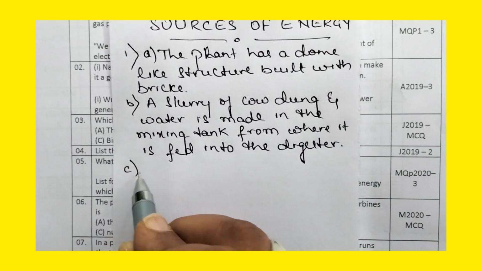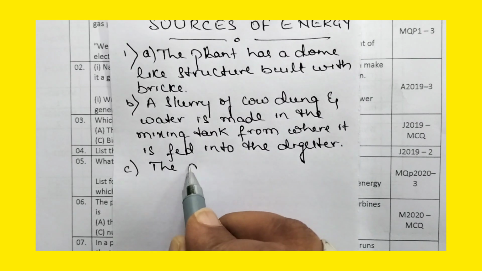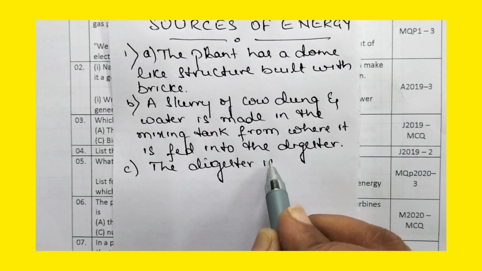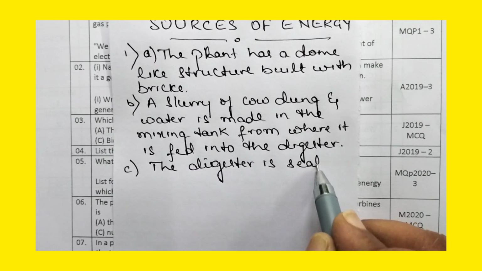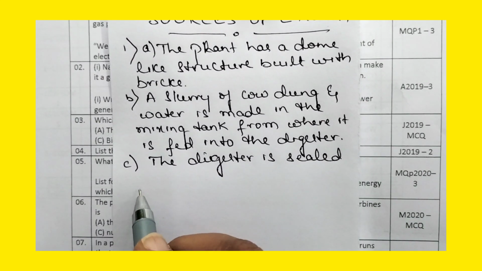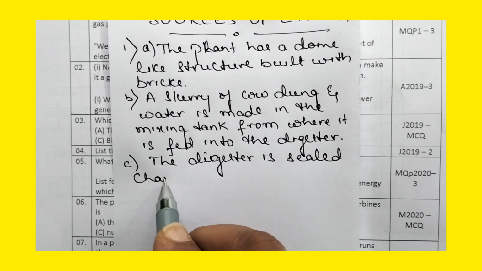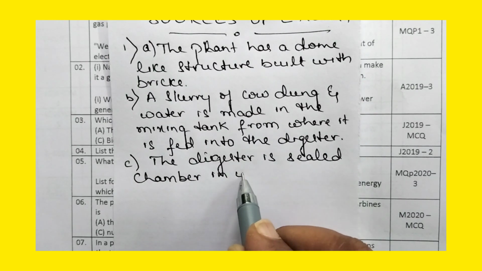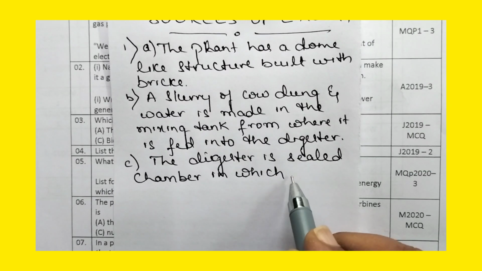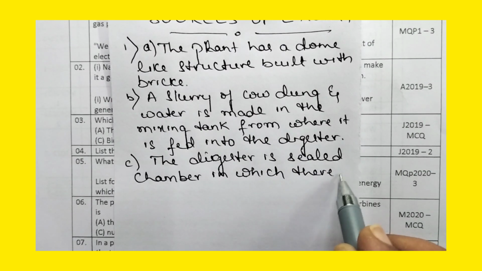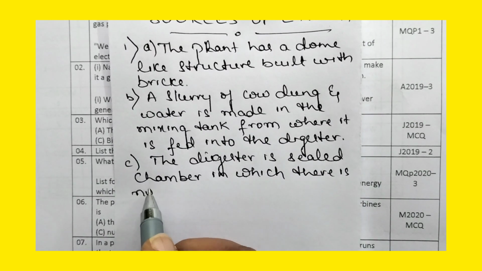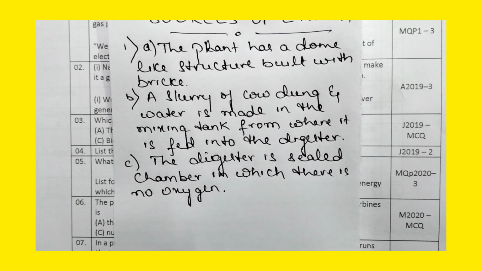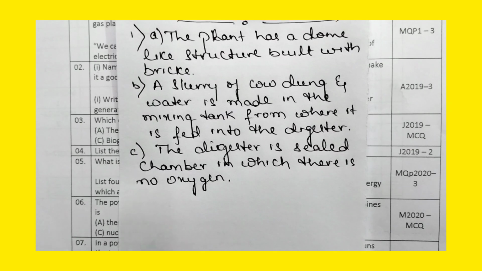Then the third point is the digester is sealed. The digester is a sealed chamber in which there is no oxygen. This is the third point.